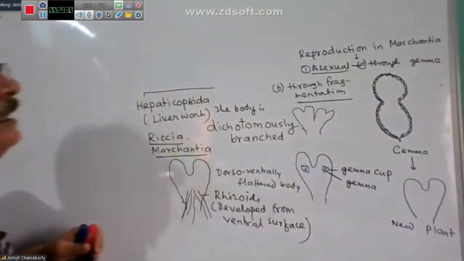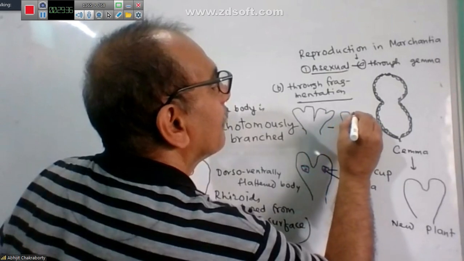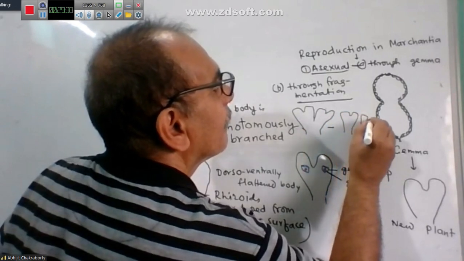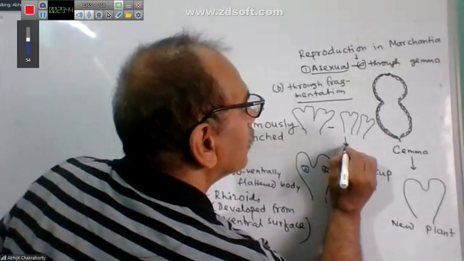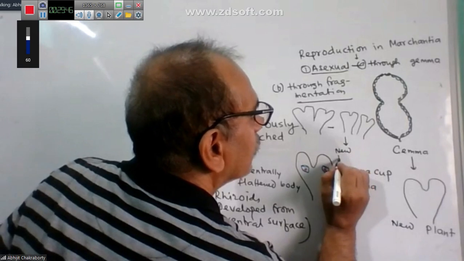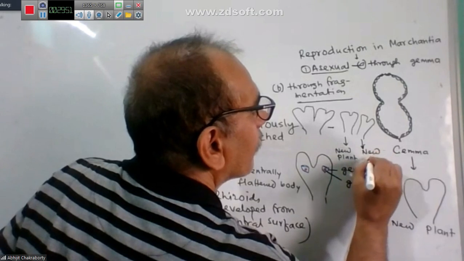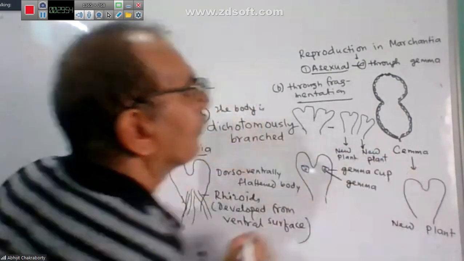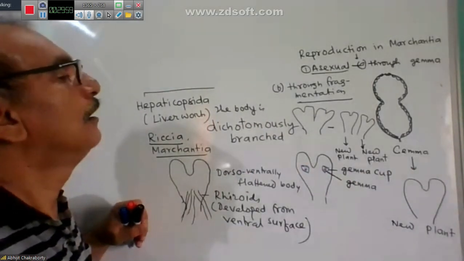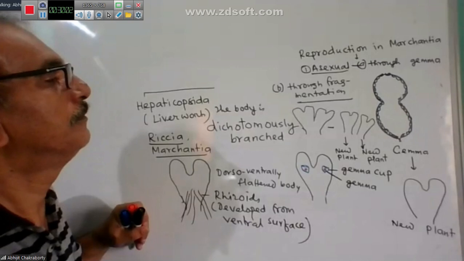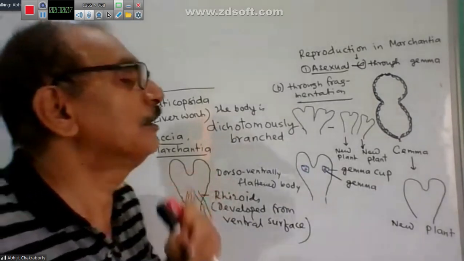This is a Marchantia thallus. After fragmentation, two fragments are formed. Each fragment gives rise to a new plant. This is what we have about fragmentation. Clear?